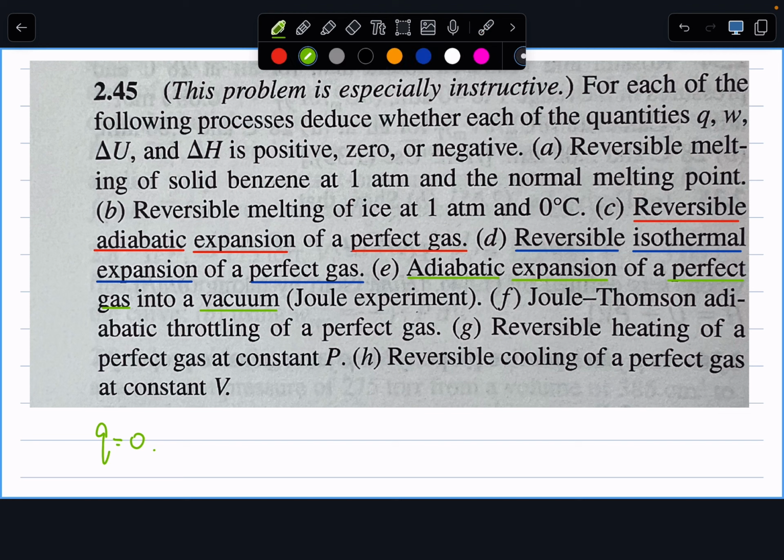We went over that. So for this process, we have Q equals 0 because it's adiabatic. Delta U equals 0. And W equals 0 because it's expansion into vacuum. And my delta H must also equal 0 because we have a perfect gas.